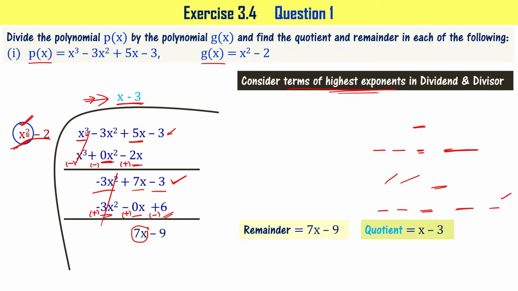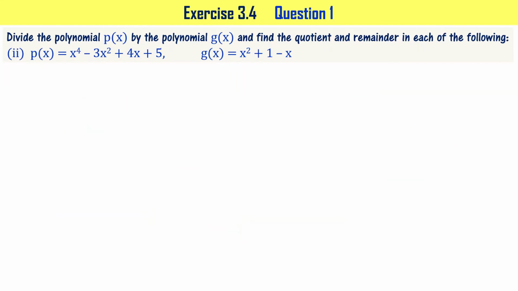This is what we are asked to find, right? We are asked to find what is the coefficient and what is the remainder when you do division of p of x with g of x. Now let's see the second part of the problem. Here p of x, the dividend, is given as x power 4 minus 3x square plus 4x plus 5. And g of x is given as x square plus 1 minus x.